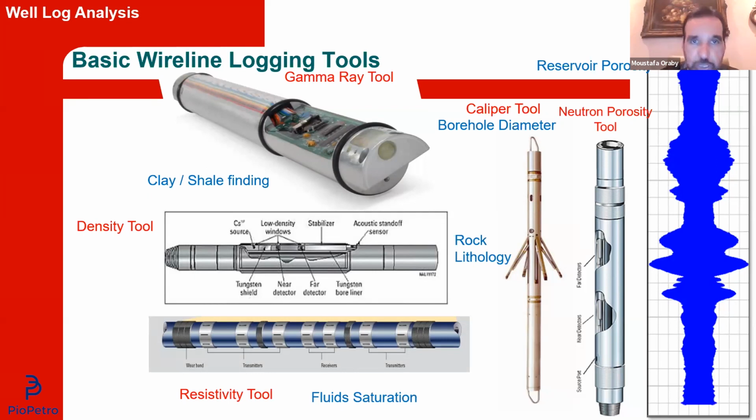These are the basic tools that we use to measure. We call this the triple combo. Triple combo stands for neutron, density, and resistivity. Someone will ask, what about the gamma ray and the caliper? These are basic tools that we run with every run, regardless of what else you do.